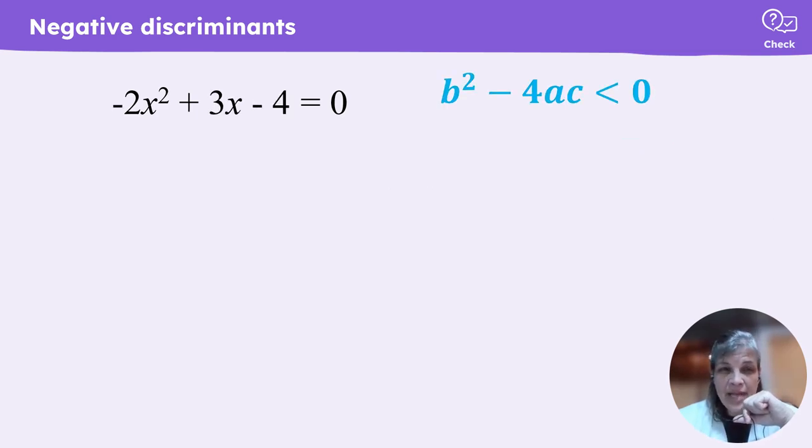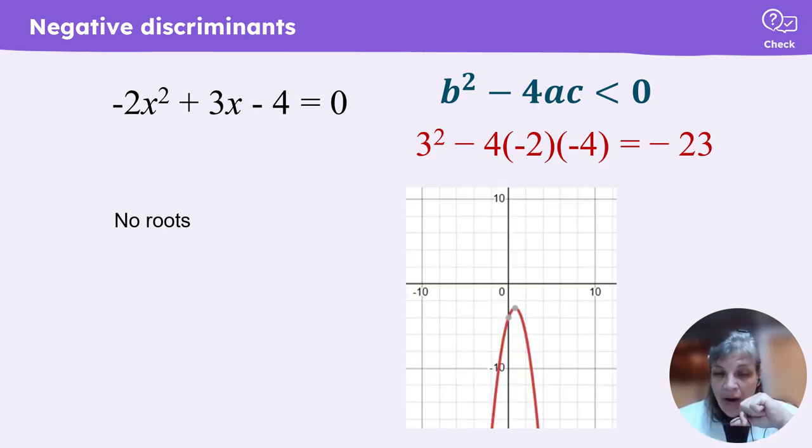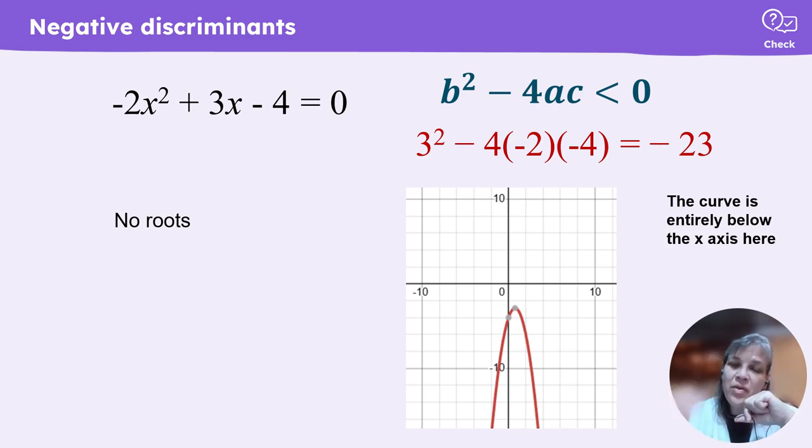Let's look at another example. If I have this equation, if I do the discriminant, it comes out as -23. It would have no roots. But if you graph it, you can graph it. It's all below the x-axis. Okay, so if you have a negative discriminant, the curve will be entirely above, or here it's entirely below.